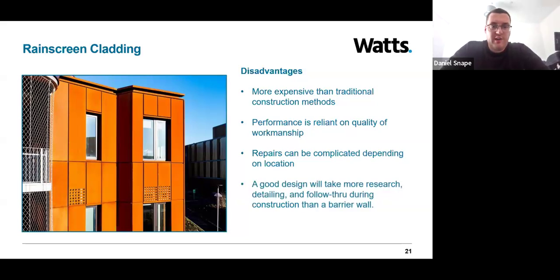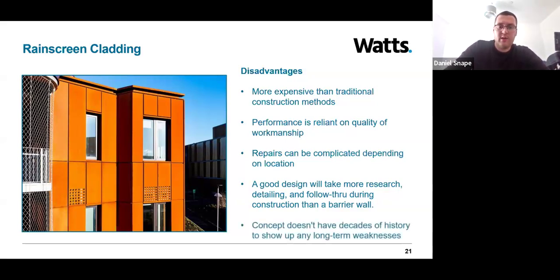Another disadvantage to this is actually the time it can take during the design period. So a good design will take increased research, it will need additional detailing, and it will need more planning than a traditional wall would typically require. It might also require increased inspections on site to monitor the quality, which is something that I would personally always recommend, and we'll get onto a few reasons as to why that is shortly.